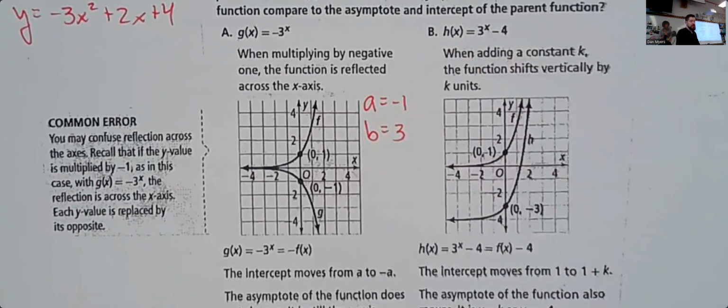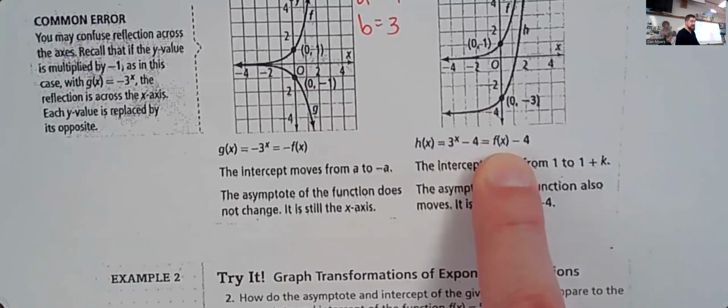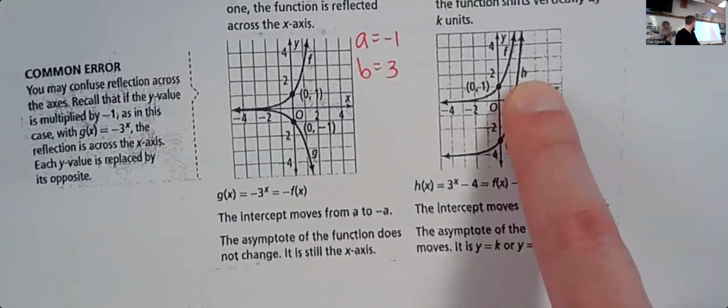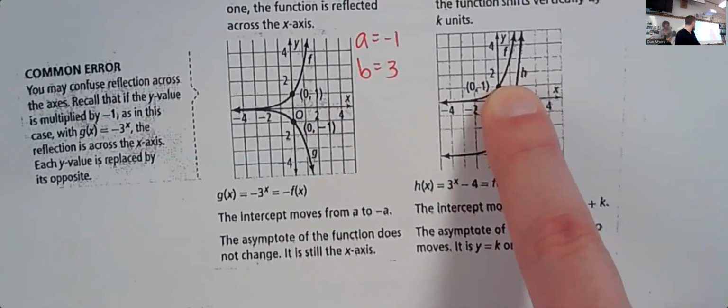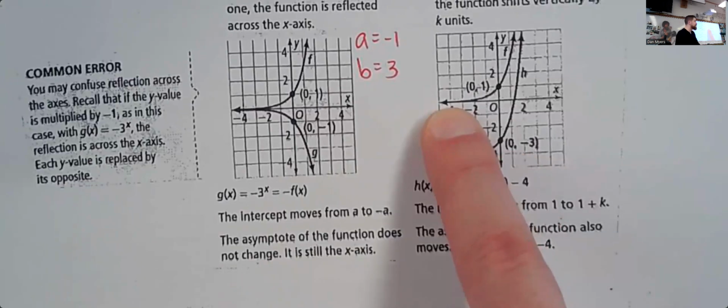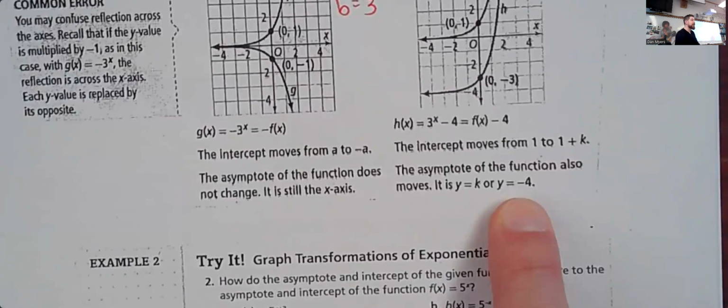So we can see here, f of x is the same thing as y. So for whatever y is, take away 4 from it. So if you look at the graph, we go from a y-intercept of 1, we move that down 4 units. It's now a y-intercept of -3, which changes the asymptote because the asymptote also gets moved down 4 units. So it was 0, now it's -4.